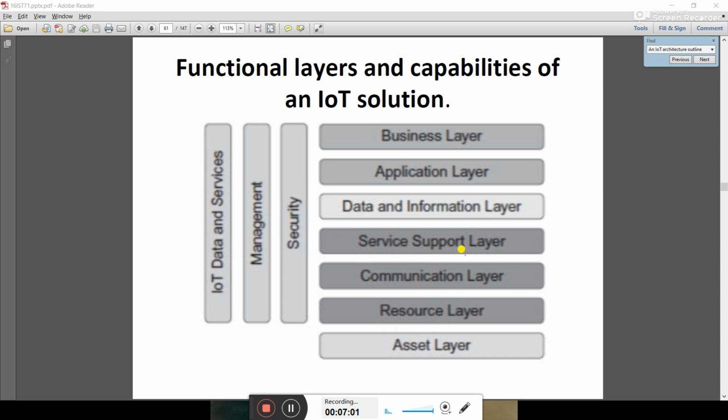These things we need to describe for the particular asset. The next is the data and information layer. The data and information for a particular application is totally different from that of another application, so for that case we also need to describe the application layer. Other things that depend on the particular application are the service support layer, the communication layer, and the resource layer. Accordingly, we need to describe each and everything for each particular IoT architecture system.